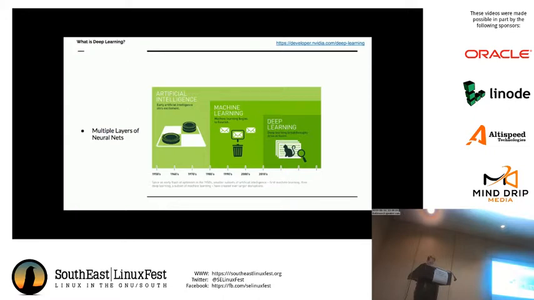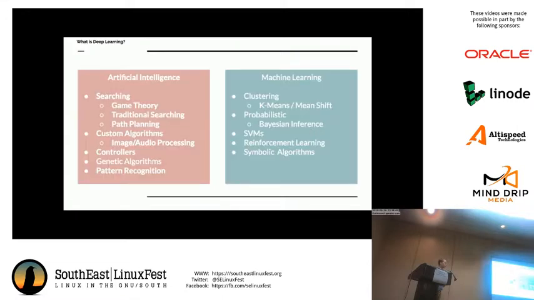Finally, deep learning is very recent. Deep learning involves neural nets. They're usually very, very deep. They're supposed to simulate the brain, so the more layers you have, the more complex representations you can see. I'll go into a little more detail with that. So this is just some of the differences between them. Also, machine learning involves probability and reinforcement learning and stuff like that.